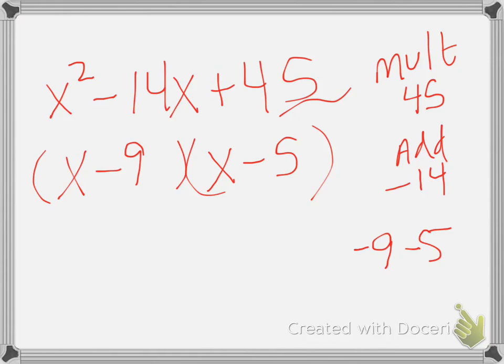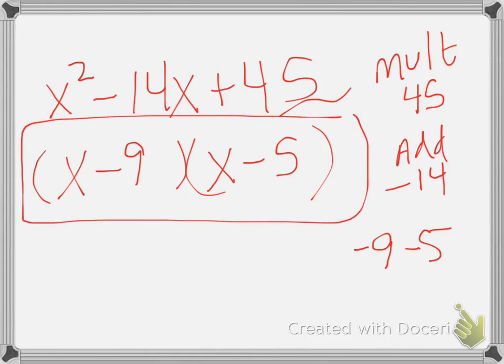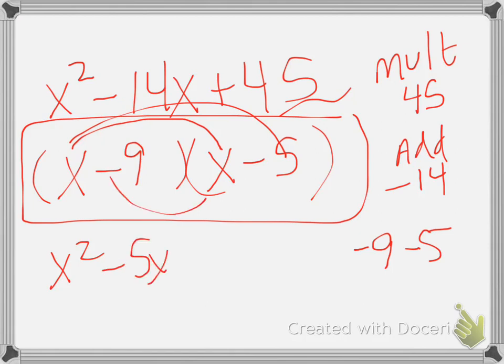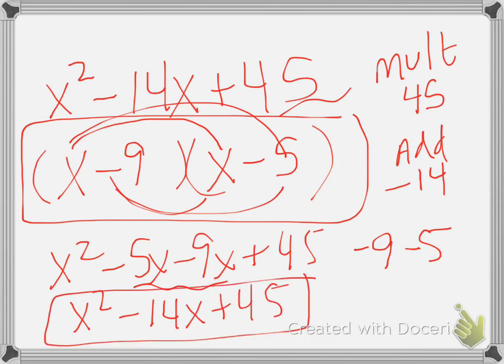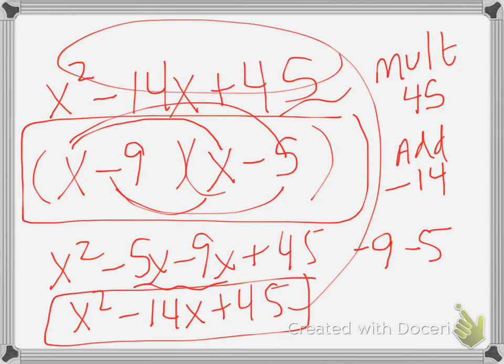If you have time on the test, I put a star by these and go back to them and FOIL them and see if you get back where you started. Like I could sit there and FOIL these and go x squared minus 5x minus 9x plus 45, combine these, x squared minus 14x plus 45, and make sure that this is exactly what I started with. Okay.